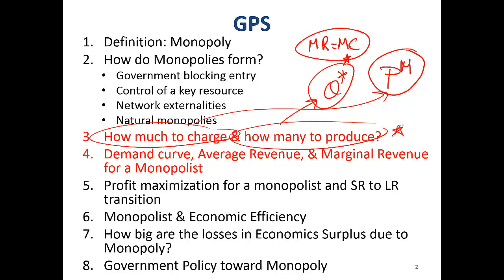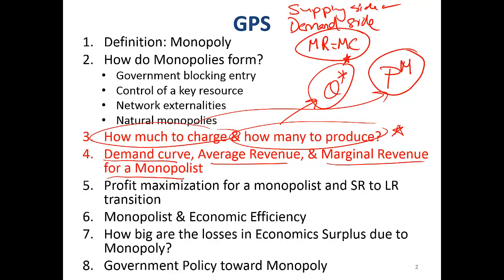In the previous part, part 1, we talked about how the supply side for a monopolist is exactly the same as in the perfectly competitive market structure. However, we said that the demand side is different. So now let's see what that difference is. We'll talk about the demand curve, average revenue, and marginal revenue for a monopolist.